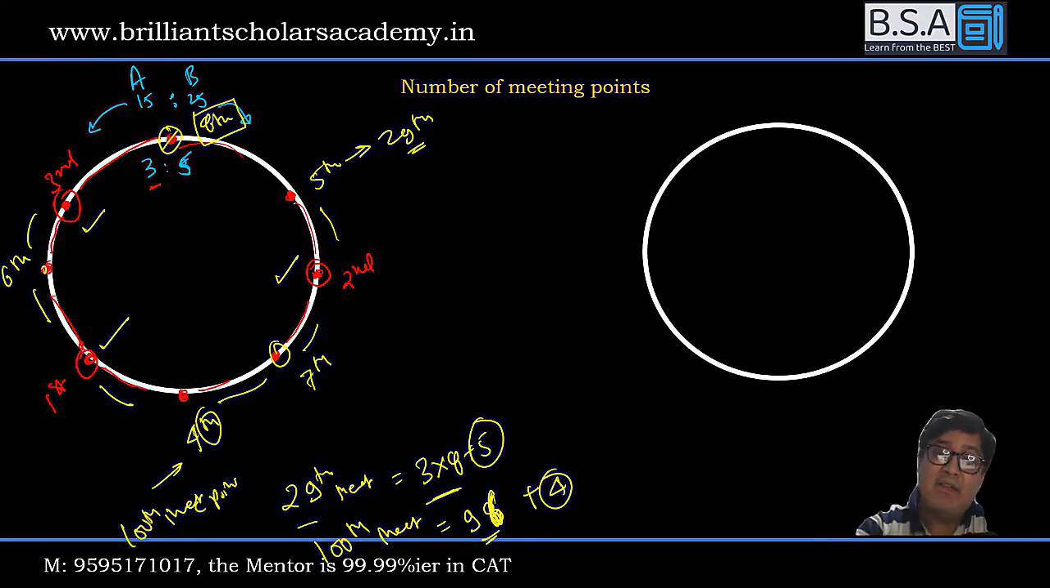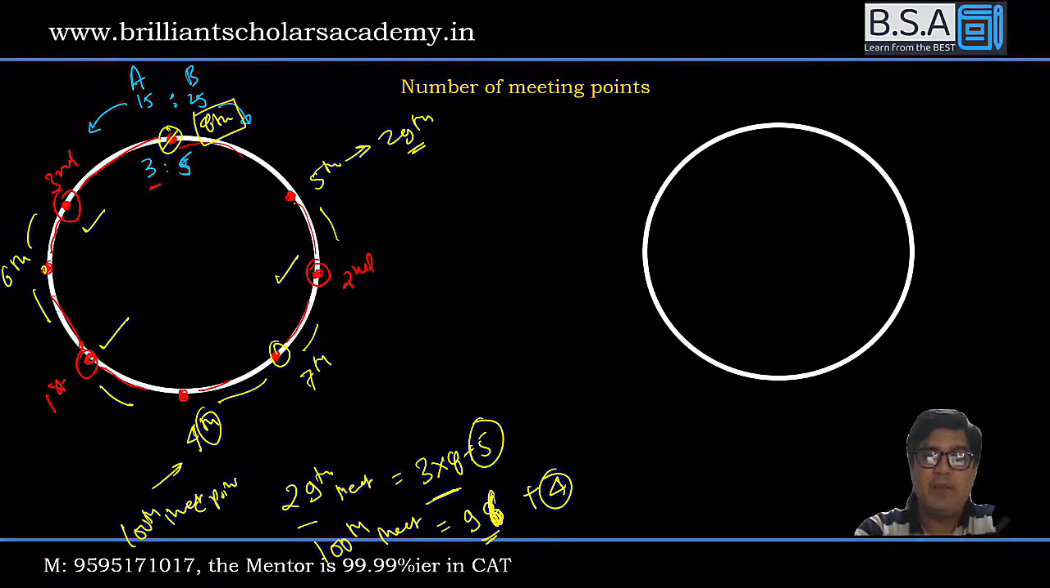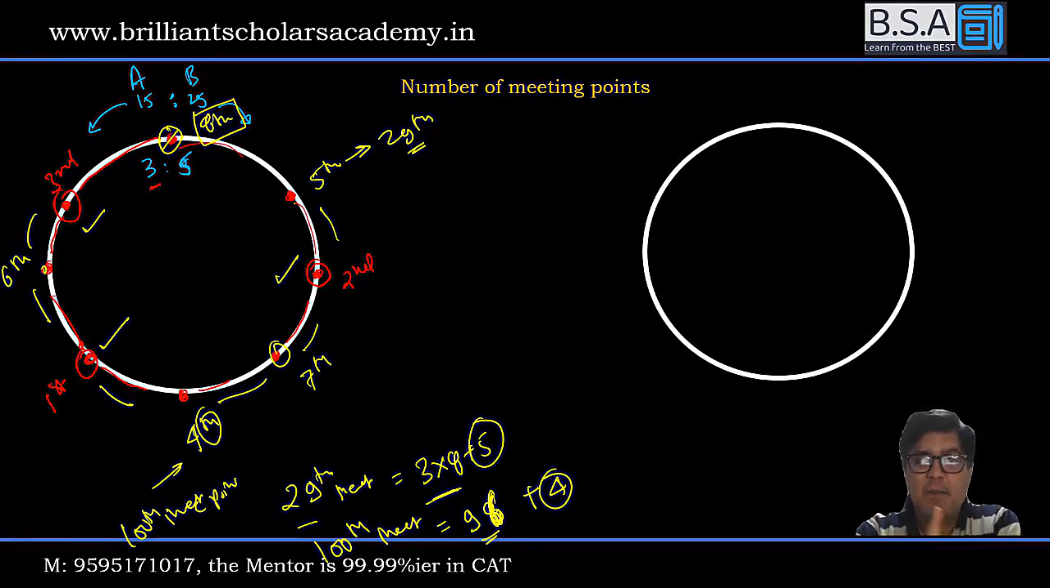What remains after a multiple of 8? That is the meeting point. So 5th meeting point, not 5th point on the circle, 5th meeting point. See, 9th meeting point is not the first meeting point, not the adjacent one I'm saying.